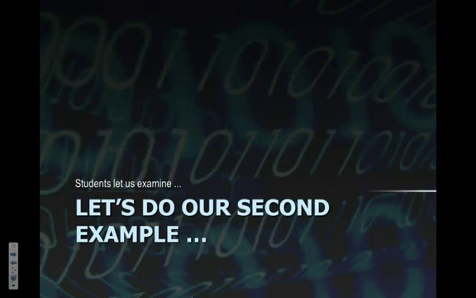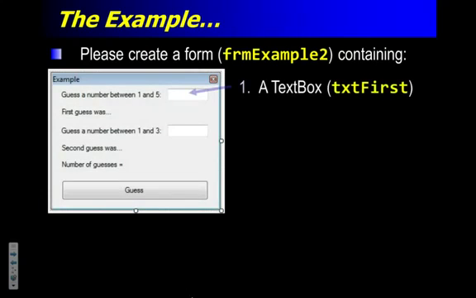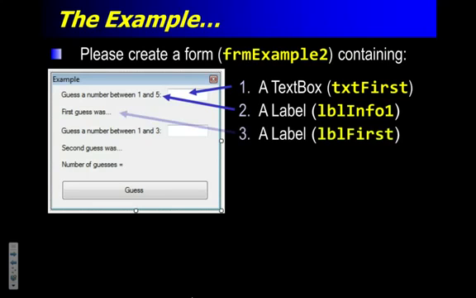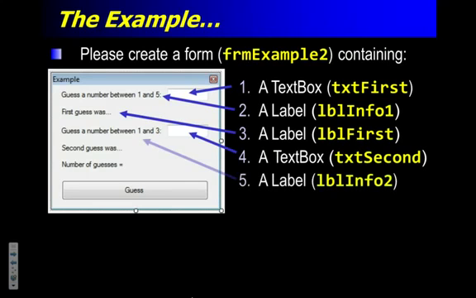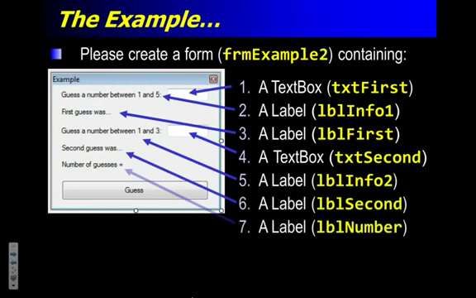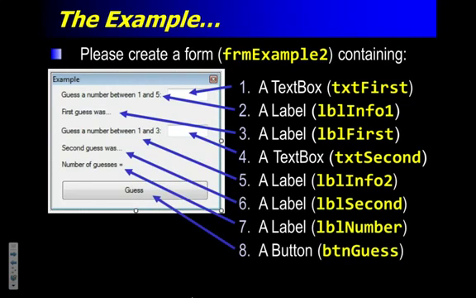Okay, here's what I need you guys to make. So you're going to make these 5 labels, 2 text boxes, and a button. Okay? The names for them are all here. All right, let's get going.